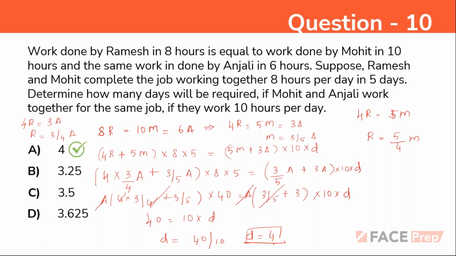So here the thing is, the work done by Ramesh and Mohit in 8 hours for 5 days is equal to work done by Mohit and Anjali working 10 hours for how many days? 4 days.